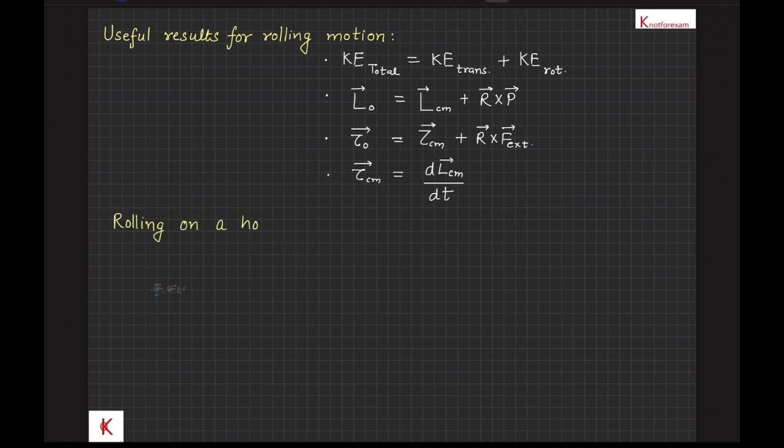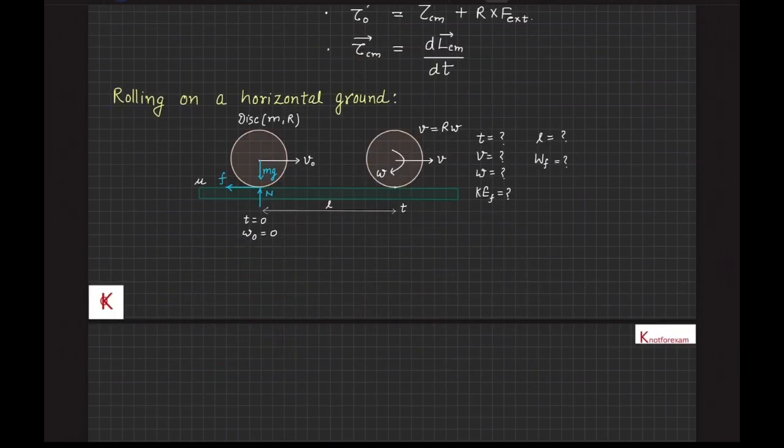Net torque about center of mass is equal to rate of change of net angular momentum with respect to center of mass. Now let's take a look at the following example of rolling on a horizontal ground. A disk of mass m and radius r is placed on a rough surface of coefficient of friction mu with zero angular velocity and linear velocity v0.